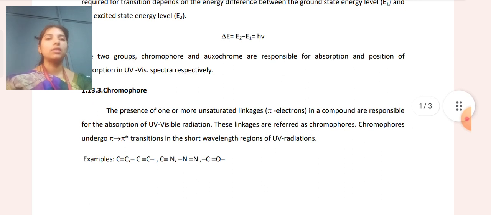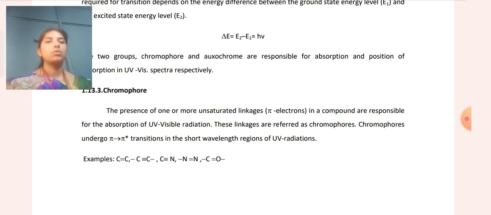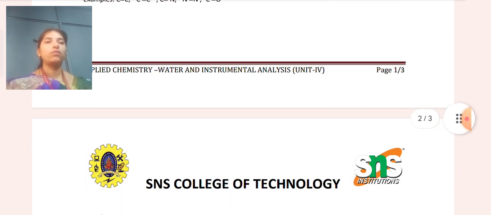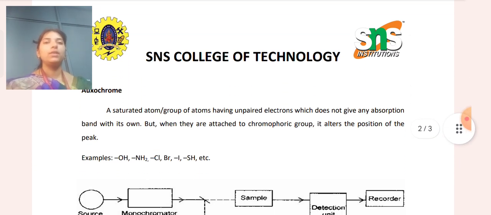The chromophore, that is the presence of one or more unsaturated linkages, the pi electrons in a compound, is responsible for the absorption of UV radiation. These linkages are referred to as chromophores. Chromophores undergo pi to pi star transitions in the short wavelength region of UV radiation. Examples: C double bond C, C triple bond C, C double bond N, N double bond N, C double bond O. So these are the chromophores responsible for UV absorption.